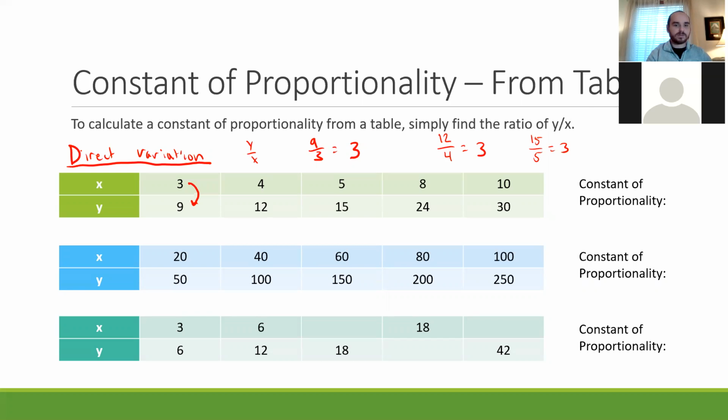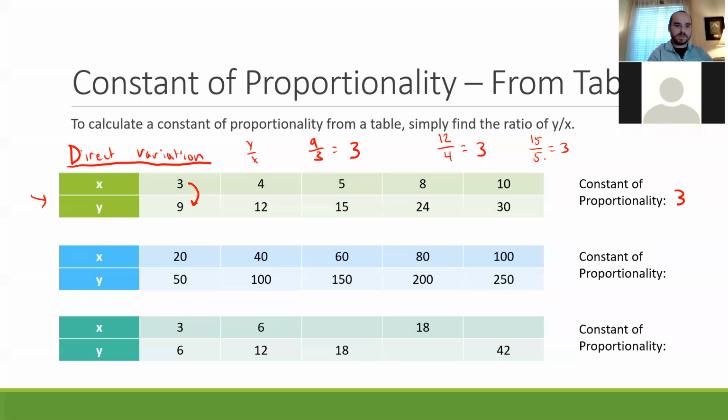So what is the constant of proportionality? The same thing over and over again? Right, but what is the actual number for this table, for the green table up here? 3. The constant of proportionality is just 3. Yep, it's just that simple.